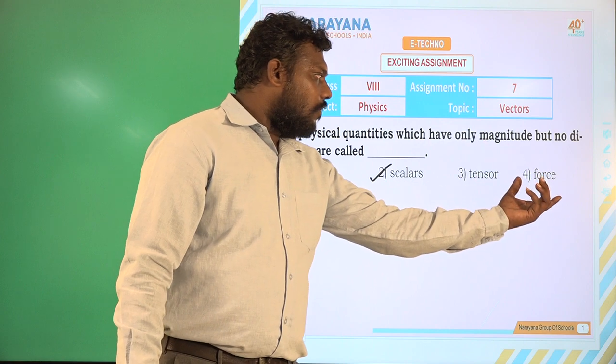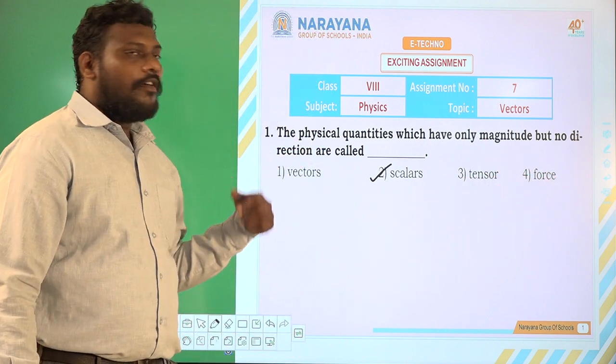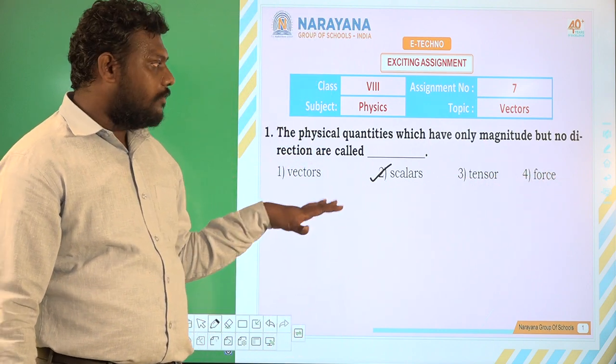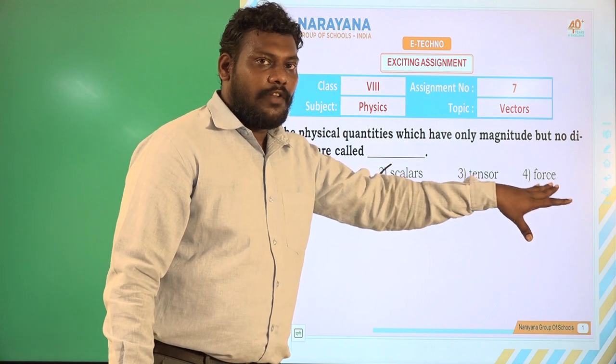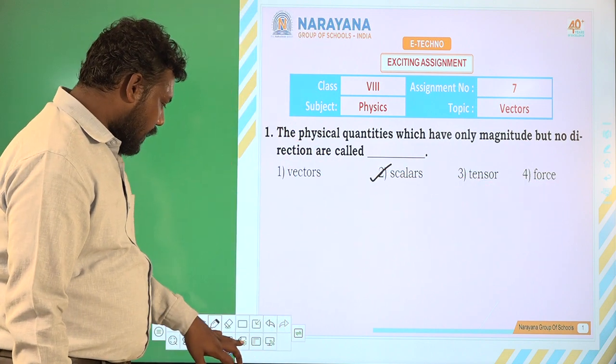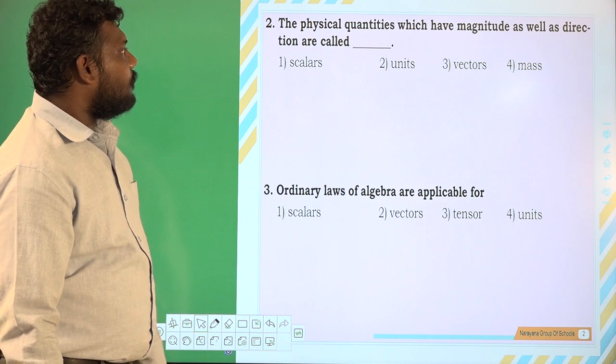Now, force is an example of vectors. Okay, it is a physical quantity. Force is a physical quantity which comes under vectors, right? Let us go to the next question.